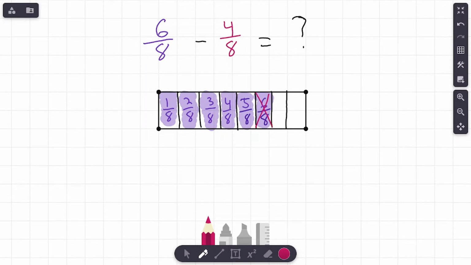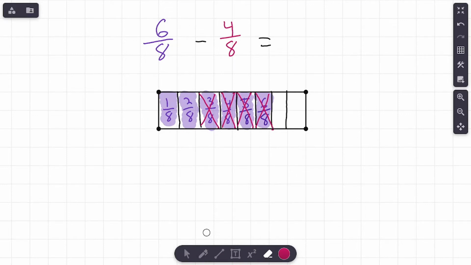Here's 1/8. Here's 2/8. Here's 3/8. Here's 4/8. Let me make sure I did that right. 1/8, 2/8, 3/8, 4/8. All right. I'm going to take a look.